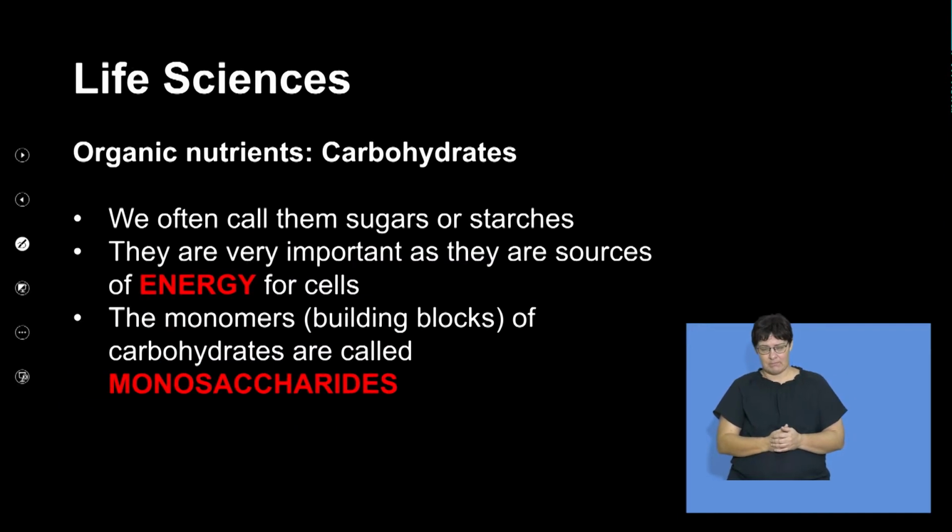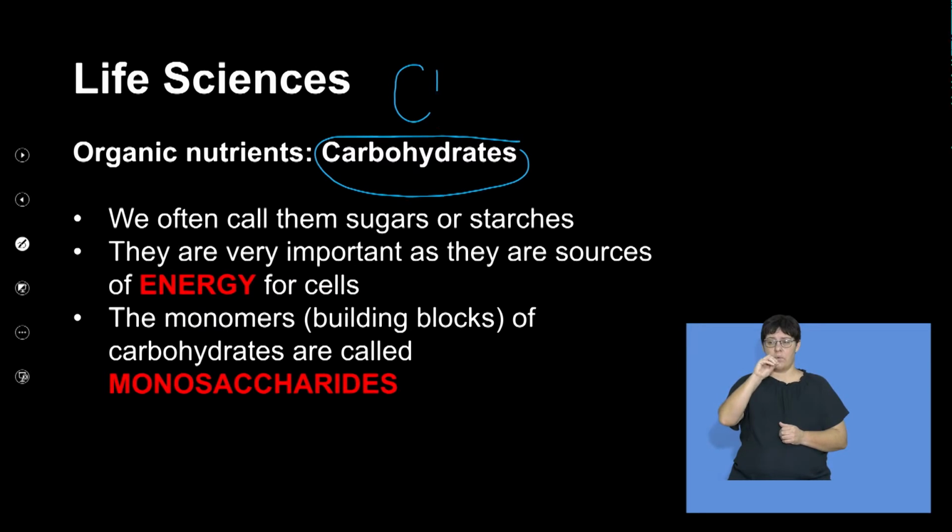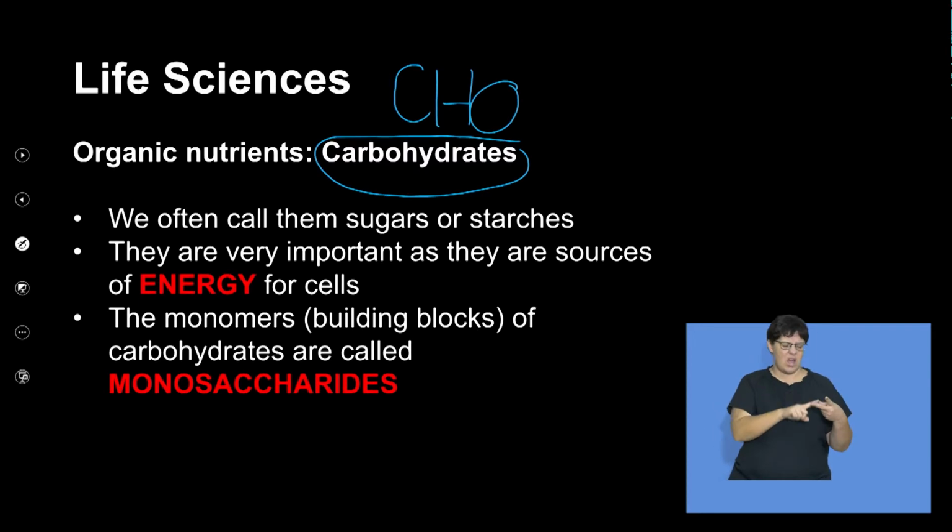Okay guys, then we got to the organic nutrients. And the organic nutrients, all of them that we looked at, have this element called carbon. Now the first one we looked at were carbohydrates. Those are our sugars and our starches. So a carbohydrate, as I said, were our sugars, our starches.